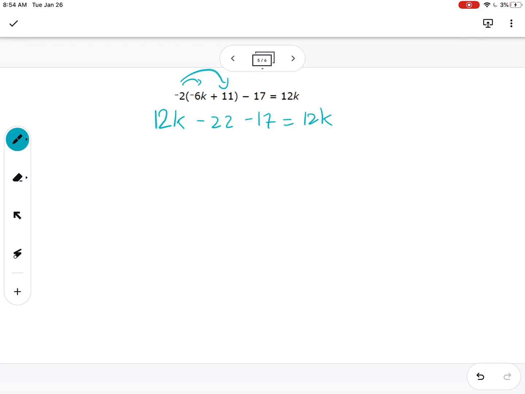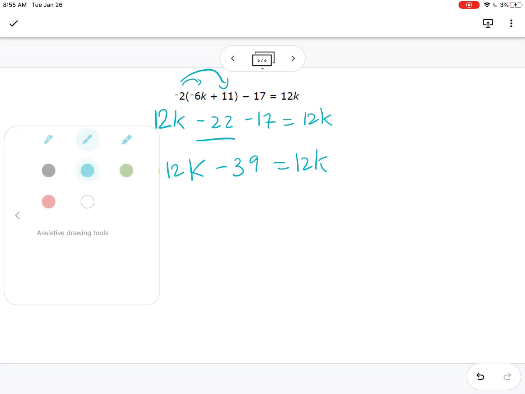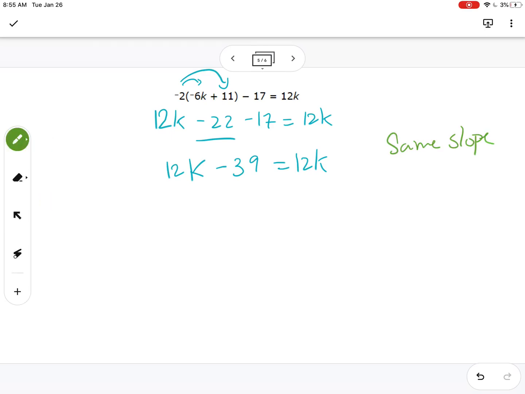Negative 22 minus 17, this is a negative and you're taking away a positive, okay? So you're making it more negative. That's going to be a negative 39. 12k minus 39 is equal to 12k. Immediately, you might be able to see they have the same slope, but different starting value. And a lot of you might want to say this has no solution.